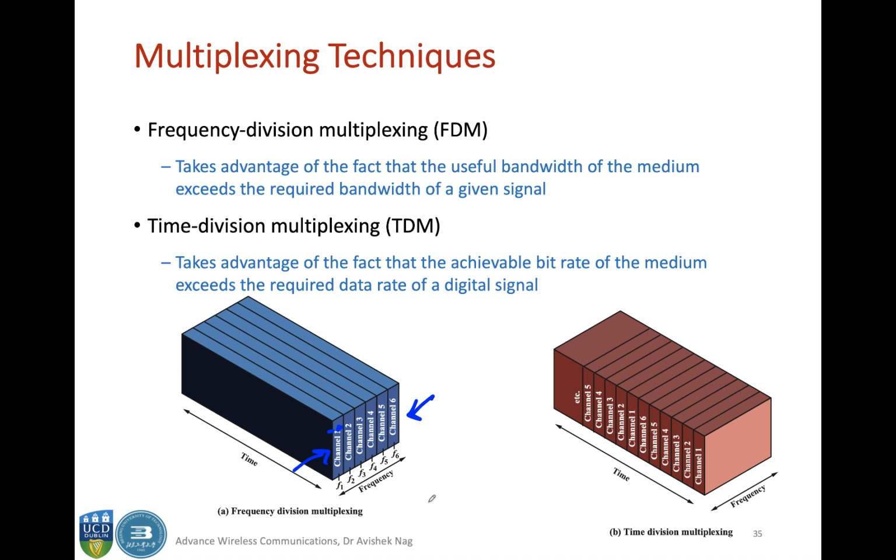In case of time division multiplexing, you are taking advantage of the fact that the achievable bit rate of the medium exceeds the required data rate of a digital signal. So in case of TDM, you are working with the time aspect. Here, different channels have different data rates, and you are combining them together so that the total data rate of all these channels can be supported by the capacity of the channel.